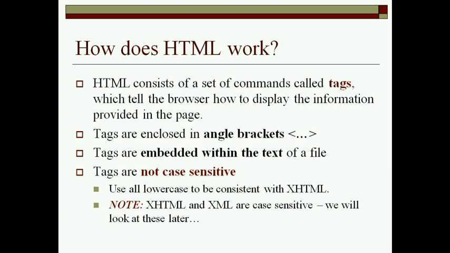So to recap, HTML consists of a set of commands that are called tags because they're not commands like the ones that we know for regular programming languages. They're simply directives. These tell the browser how to display the information provided in the page. They are always enclosed in angle brackets. So when the browser sees an angle bracket pair, an opening and a closing one, it considers everything that is in between these brackets to be a tag.